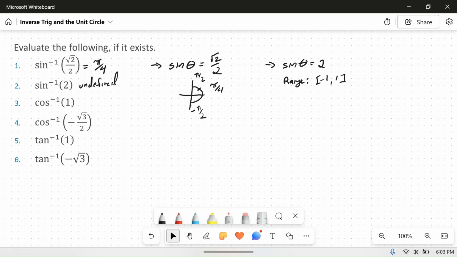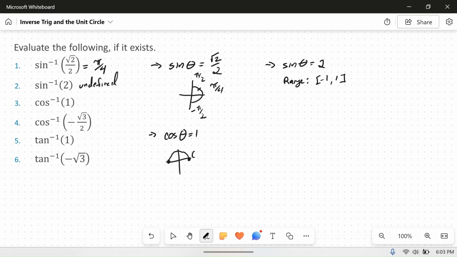All right, the next one, number 3, we want to find the inverse cosine of 1. And so again, I could think of this as the cosine of theta is equal to 1. So if we draw our unit circle, for inverse cosine, we want the top half of the unit circle. That would be from 0 to pi for theta. And we want cosine to be a 1.